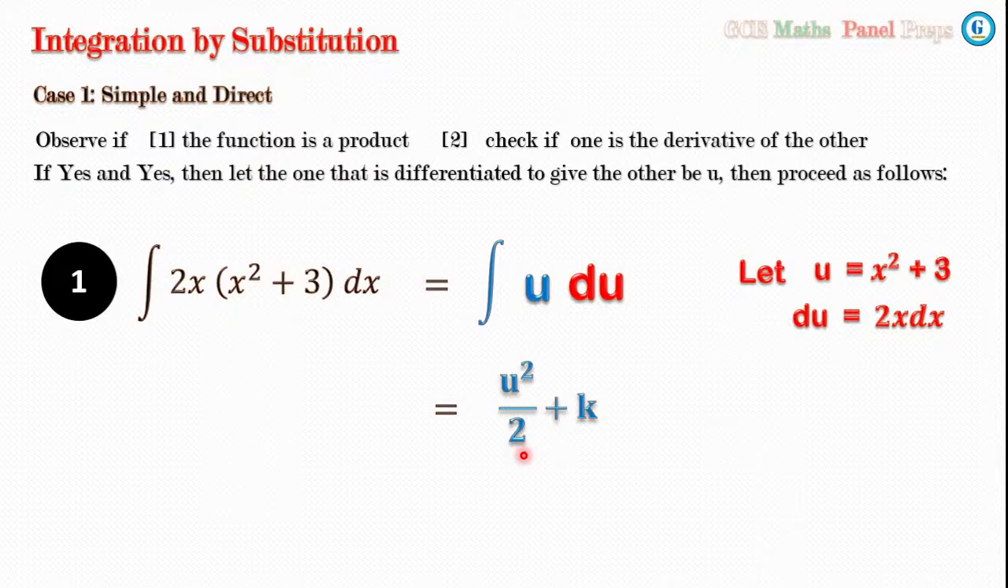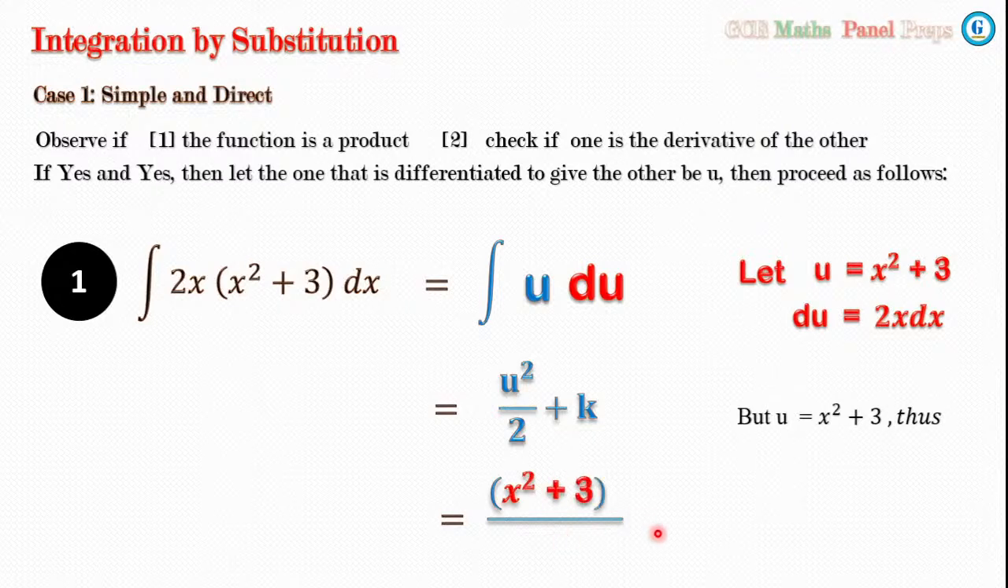But this function was originally given in terms of x and not in terms of u. So I have to replace these variables back, and this will now give us x squared plus 3, all squared, all that on 2, plus I have to modify my constant a bit, so I will now call it k prime. It's still a constant. So this case is actually the simple and direct case. Let's look at more examples on this.